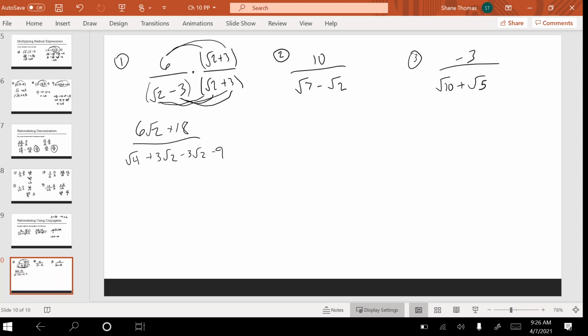The whole concept of multiplying by a conjugate allows you to do this every time. If you do it by the conjugate correctly, you'll add a positive and a negative the same, and it cancels out. So on top, I have 6 root 2 plus 18. Now, square root of 4 is what? 2. 2 minus 9 is negative 7. Done.